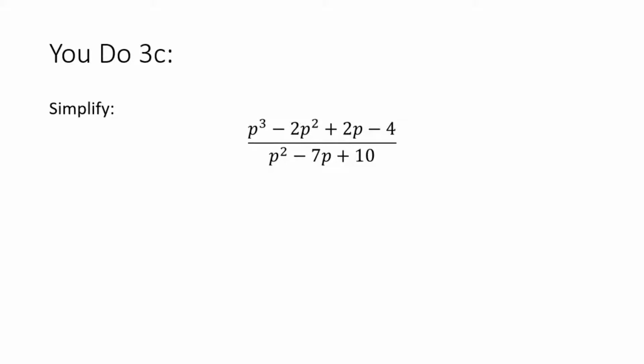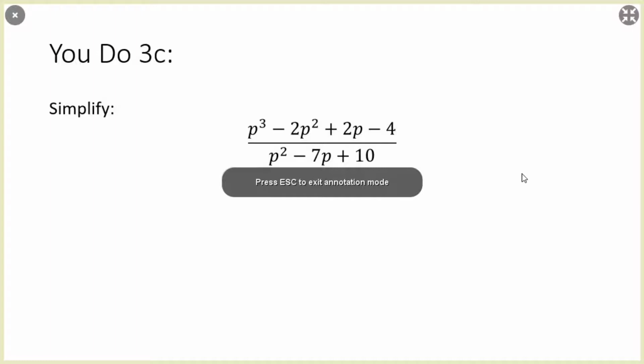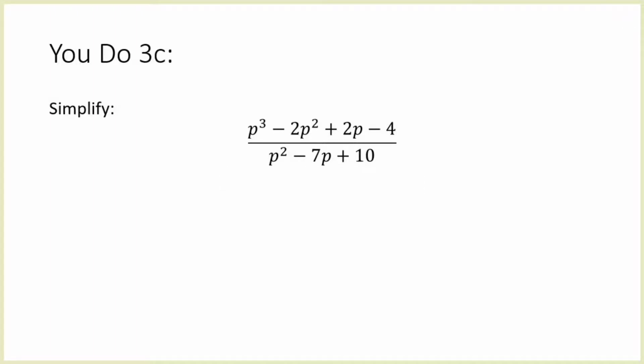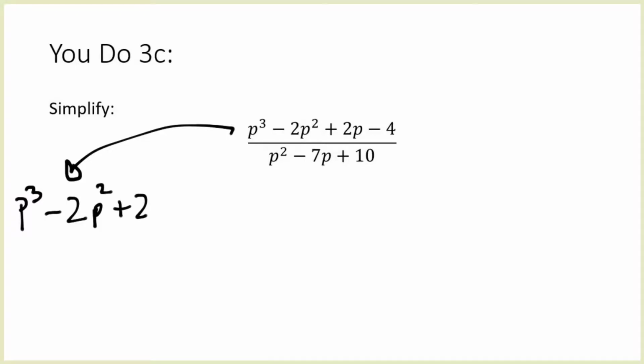Okay, this one looks daunting here on the top, but it's not anything too bad. Let's see if I can factor by grouping. So that's what I'm going to do. I'm going to factor by grouping on the top. I'm going to bring it over here. So p to the third minus 2p plus 2 minus 2p squared plus 2p minus 4.